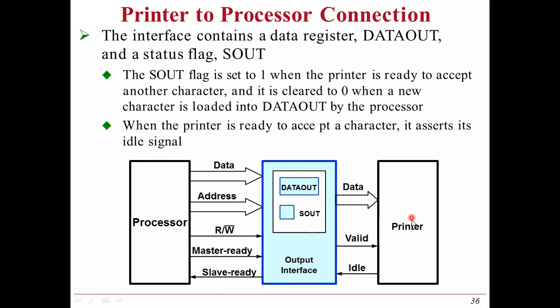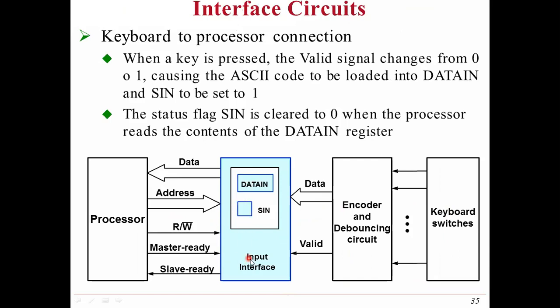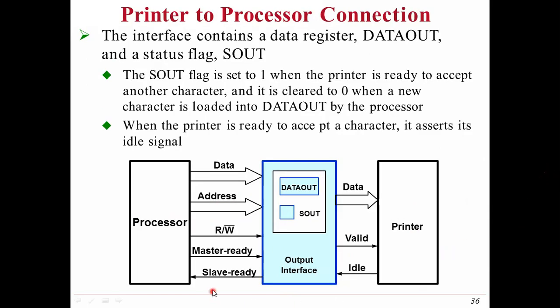Whenever this printer gets the valid data. Suppose if the data is not transferred, then this printer gives some idle condition. So in this way, the data will be transferred from the processor to the printer by using the output interface circuit. Previously, by using the input interface circuit, the data is passed from the keyboard to the processor. By using the output interface, the data will be transferred from this processor to the printer.